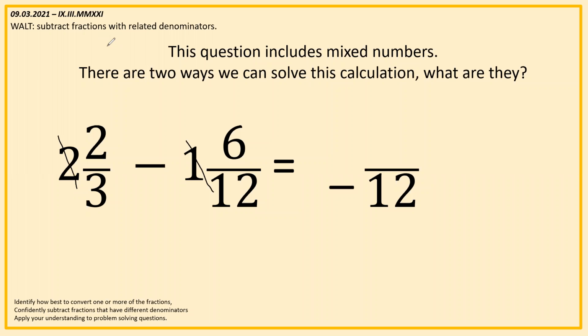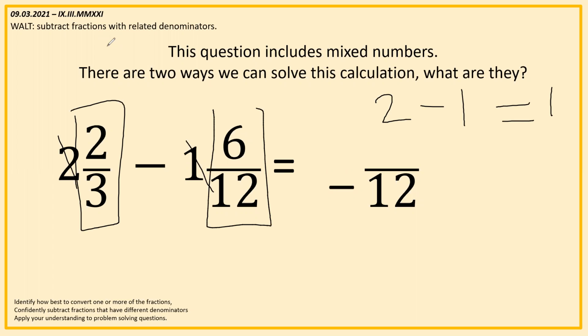move these elsewhere. So we've got 2 minus 1. So 2 minus 1 equals 1. We've then got a calculation like we've just been doing. So 2/3 minus 6/12 equals something 12.